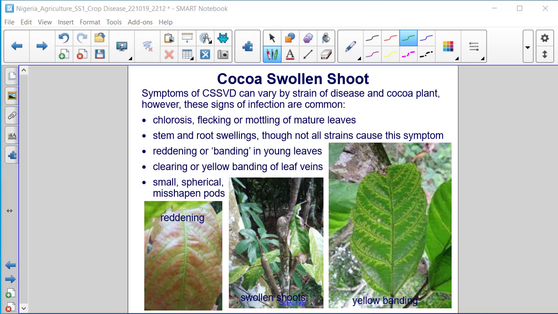Symptoms of CSSVD can vary by strain of disease and cocoa plant. However, these signs of infection are common: chlorosis, flecking or mottling of mature leaves, stem and root swellings, though not all strains cause this symptom, reddening or banding in young leaves, clearing or yellow banding of leaf veins, small spherical misshapen pods.